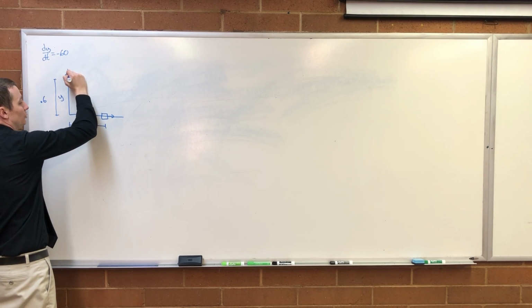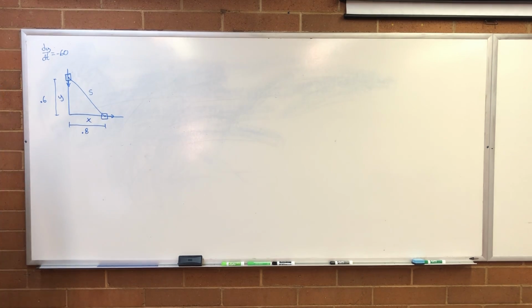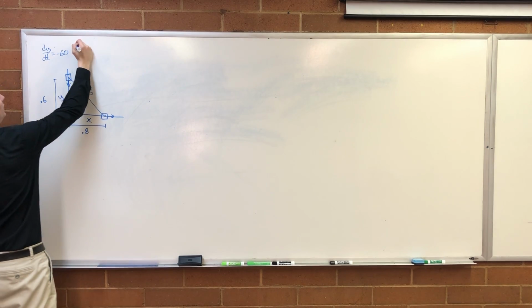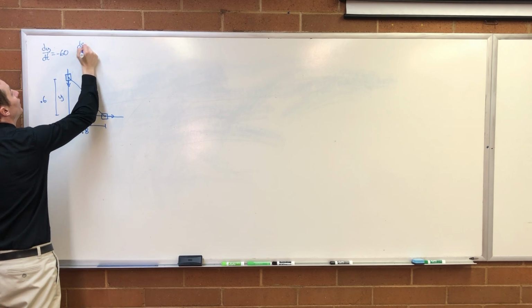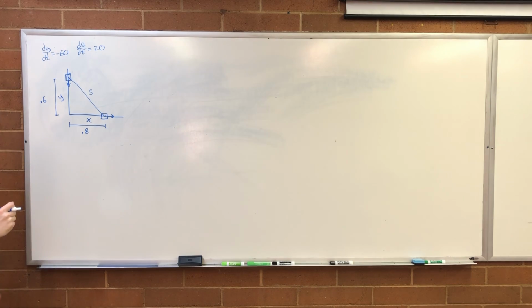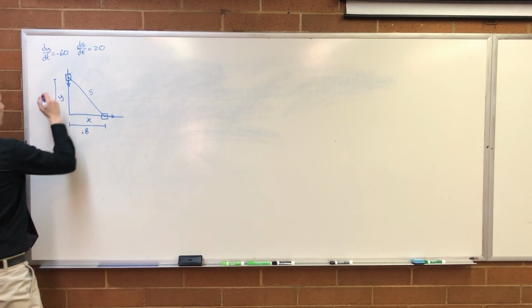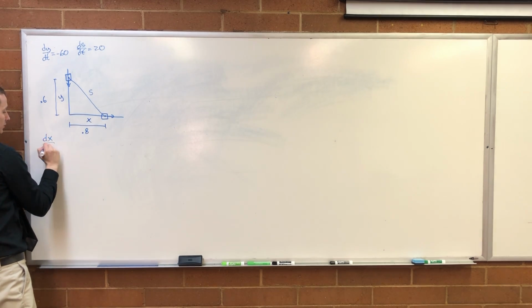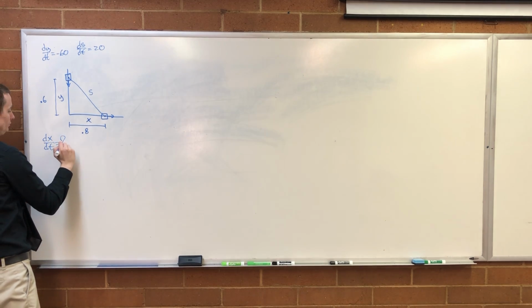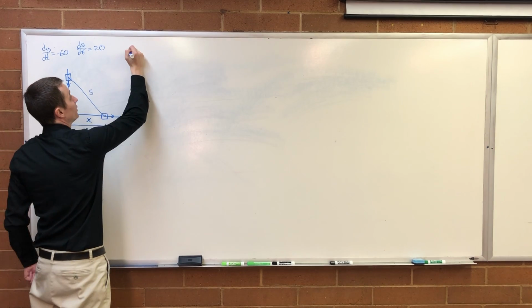So we'll say the distance between the two cars, we'll just call that S. And dS/dt I know is equal to 20. So what are we looking for? We are looking for this car's speed. So with how we have this set up, we are looking for dx/dt.